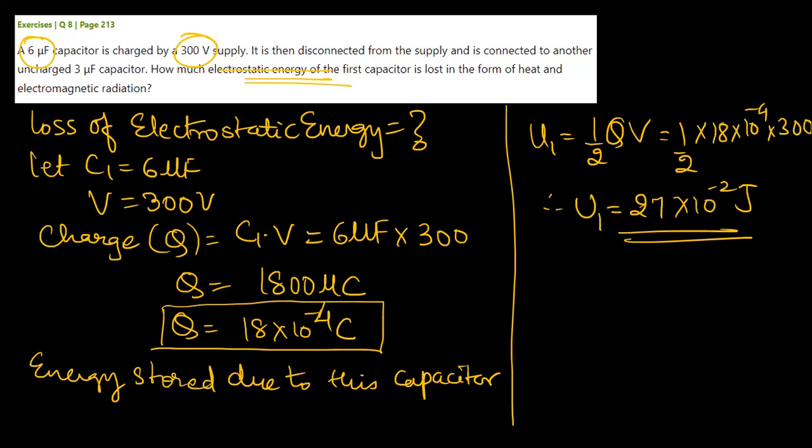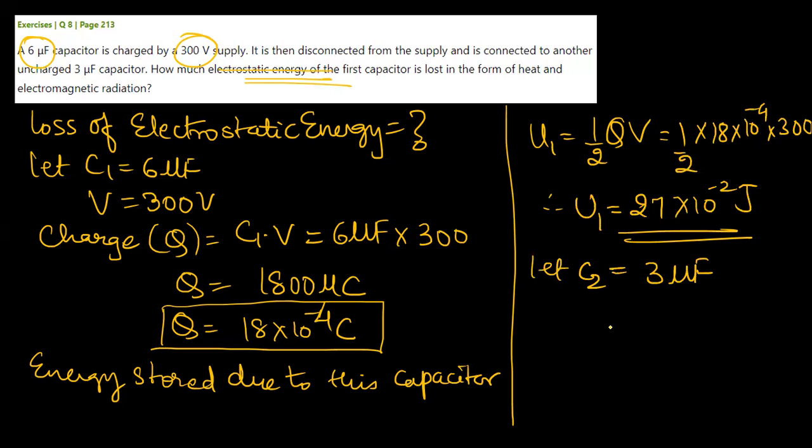The question says you are connecting a second capacitor of 3 microfarad. So we are having C2. Let us assume C2 is the new capacitor. So let C2 equal to 3 microfarad that is connected to this particular system. How much electrostatic energy? Again, electrostatic energy with respect to this I need to find. Again, I will have to find U2. But before I find U2, I will have to find the voltage.